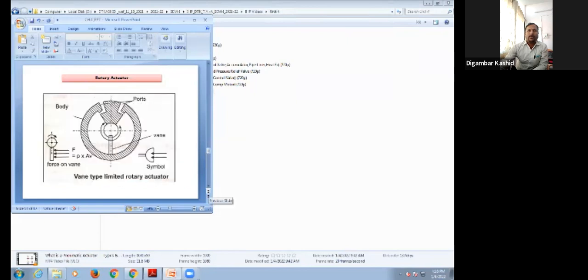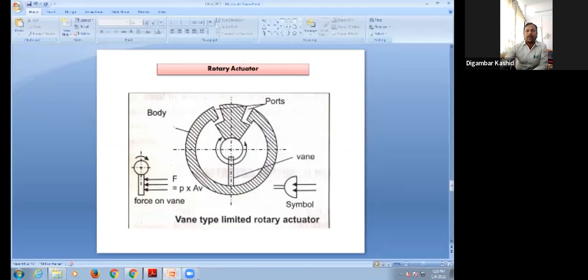Now we have another actuator. Actually, this is a limited rotary motion type, or limited rotary type, pneumatic actuator.